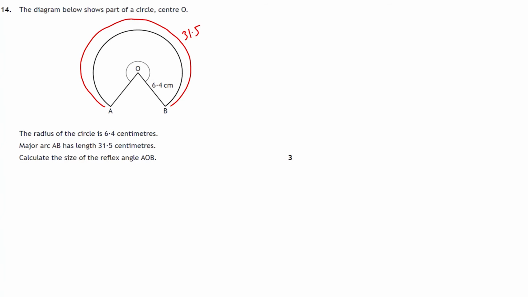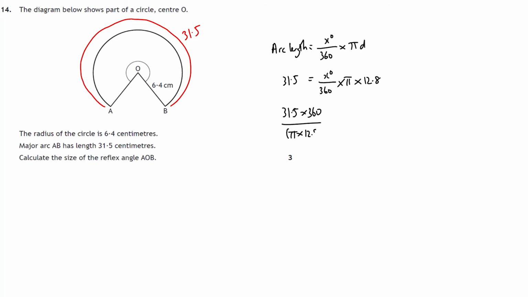So it's talking about arc length, so we'll use the arc length formula. It's not in the formula sheet, so it's the angle over 360 times pi d. Now it tells us the arc length is 31.5 as part of the question. The angle is what we want to find, times pi times the diameter. So the radius is 6.4, the diameter would be all the way across, which is 12.8. We've got to rearrange this to find the value for x, so we'll multiply both sides by 360, and divide both sides by pi times 12.8, and that will get the x term on its own, which will be our angle.